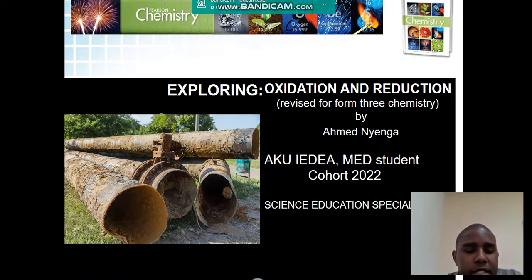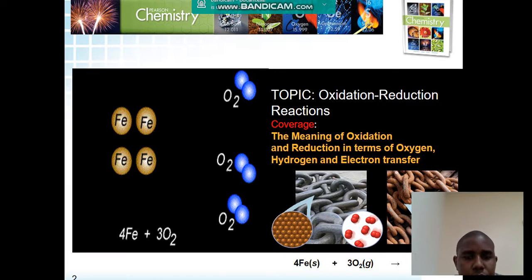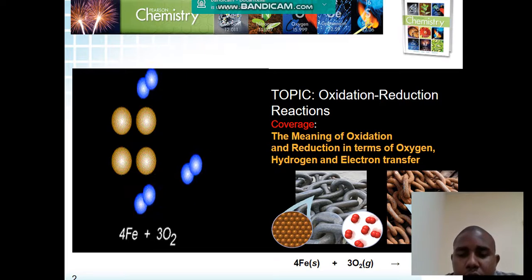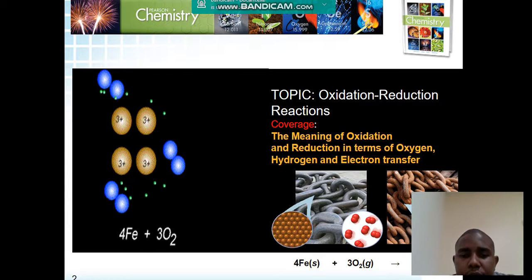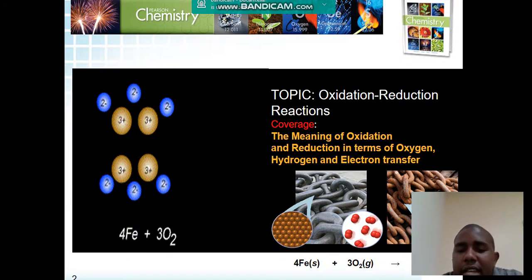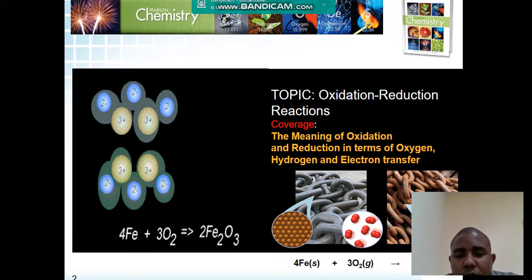So in the first slide, as you can see on the left side, it shows some pipes which are highly corroded. So basically corrosion is also an example of oxidation reduction reactions. Our coverage will involve the meaning of oxidation and reduction in terms of oxygen, hydrogen and electron transfer.